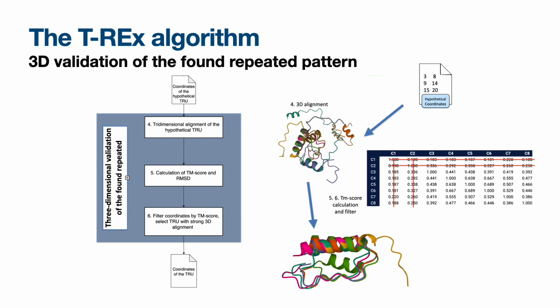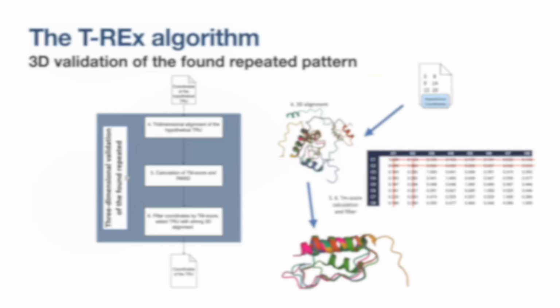After the first step, the previously identified regions are evaluated three-dimensionally. To achieve this, we first structurally align these regions. Then, we calculate the values of the TM score and the RMSD, obtaining a matrix with the TM score values. Subsequently, the values of the matrix are filtered, eliminating those coordinate regions that, on average, do not exceed the cutoff values. Thus, we finally obtain the coordinates of the TRUs.